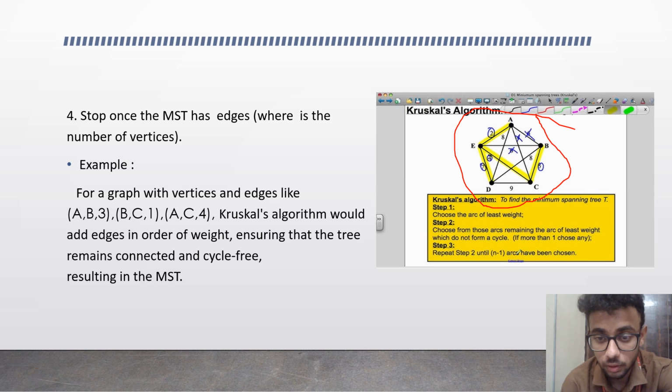Here is Kruskal's algorithm to find the minimum spanning tree. First, choose the arc of least weight. Second step is to choose from those arcs remaining the arc of least weight which does not form a cycle. And third, repeat step 2 until n minus 1 arcs have been chosen.